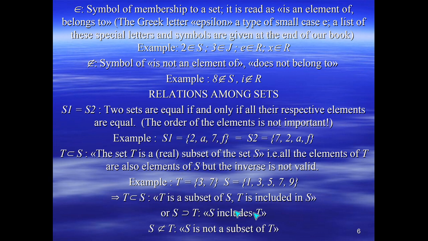It is also pronounced as T is a subset of S, as T is included in S. Or we can also write S and invert this sign and say S includes T. S is the superset, T is the subset. So S includes T. We can also write this one: S is not included in T, is not a subset of T. Then we have the subset symbol, and we put the slash on it. Then it means S is not a subset of T, or S is not included in T. It means there are elements of S which are not in T. All right.